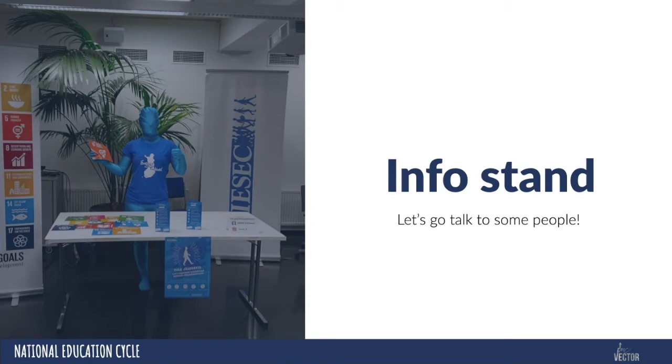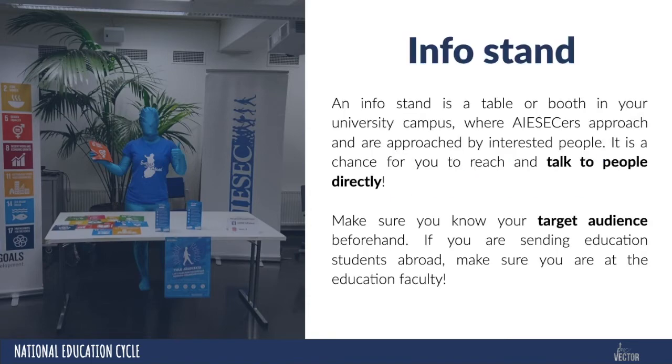The info stand is most likely the way that you found out about Isaac because it is our most common offline activity. It is basically having a table in a hallway or somewhere in the university campus, or maybe in some other event where they have lots of tables with different organizations, and basically it's a way for you to directly talk to customers. As I said, it's a table or booth in your campus where Isaacers approach and are approached by interested people. It is really important because you can talk to people directly, you can get people to sign up directly, you can even get people to give you their contact information and set up a consultation meeting directly, so it's really the most direct way of doing marketing.